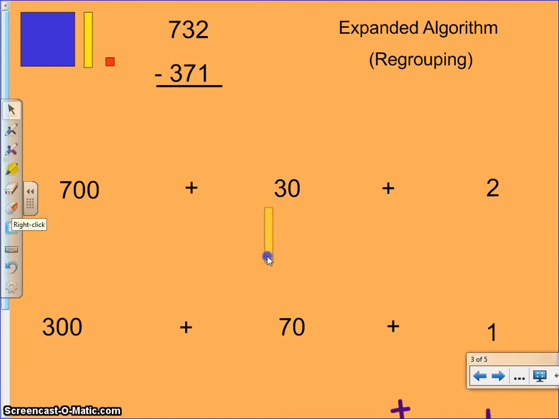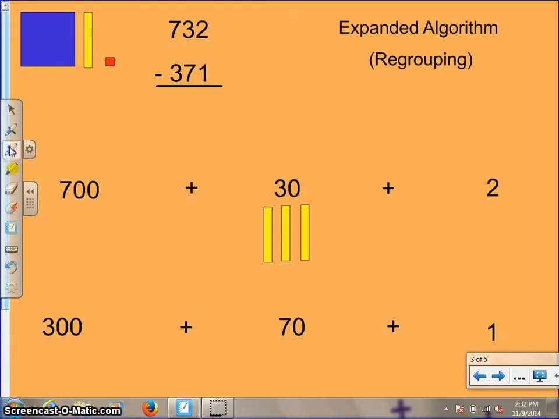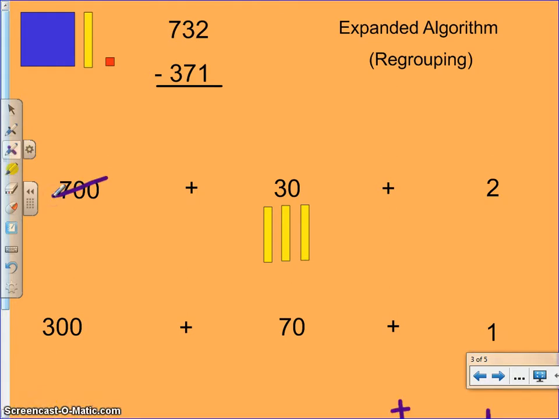30 is 3 tens. So here are my tens. These rods represent 10. And when I say 30, it means I have 3 of them. 70, I'm trying to take 70 from 30. Well, you can see that I do not have enough to take away from that. You can visually see that. If there are only 3 tens there, then I can't take 7 tens from it. So what I have to do is regroup by going next door to my hundreds place, and borrowing or regrouping for 100.